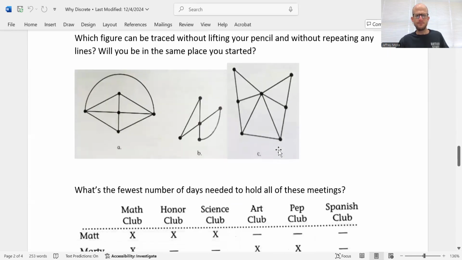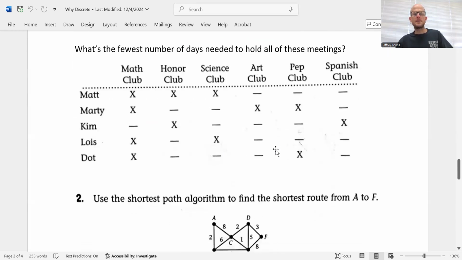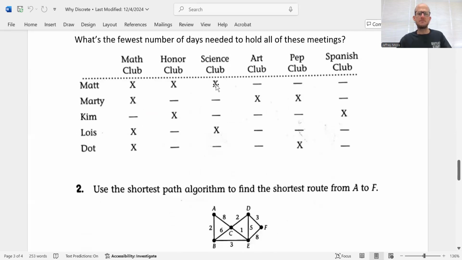All right. And then lastly, we'll end up here with this. This just looks like an old chart. Well, this is a scheduling problem. I need to get all of these clubs scheduled during the week. And then what's the fewest number of days required to do all that scheduling? So those are just some various things that we look at in discrete.